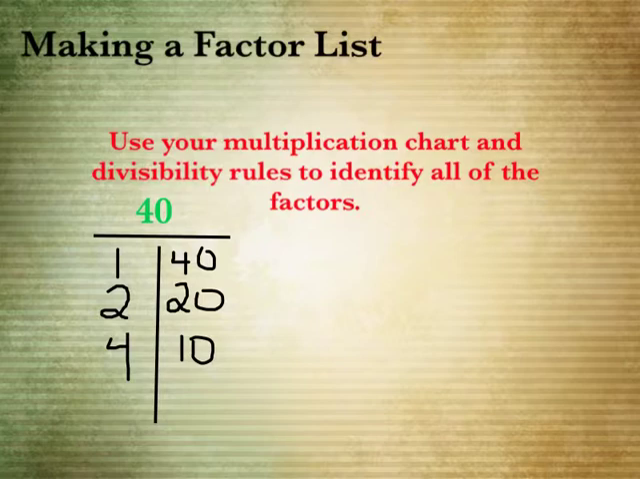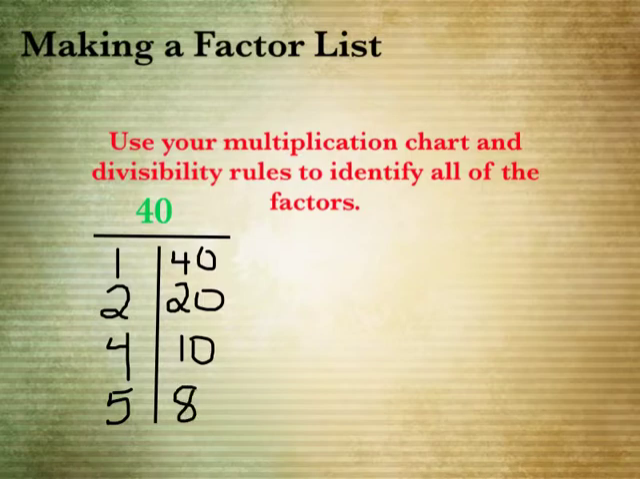Next number I need to look at is 5. I know that since 40 ends with a 0, it can be divided by 5. And then I have to think, 5 times what is 40? I can use my multiplication chart again, and I find that 5 times 8 is 40.